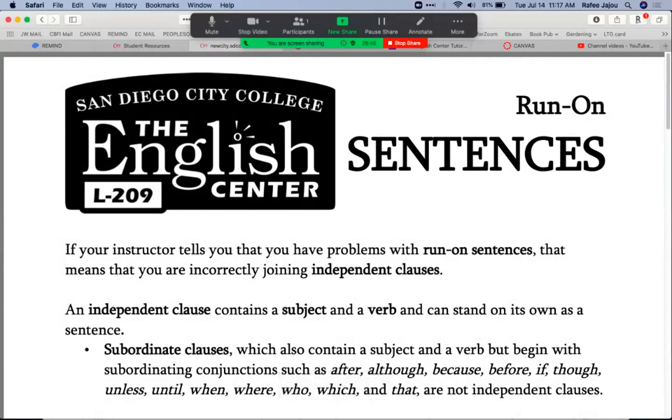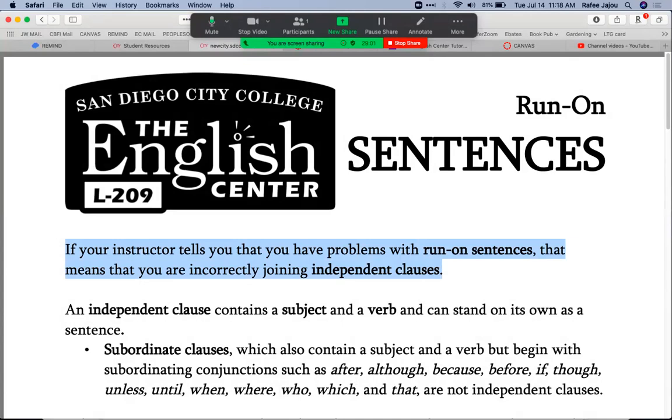Okay, so what are we looking at? I want us to take this a little slow, so be ready to pause or rewind if you want. If you have run-on sentences, you are incorrectly joining independent clauses.